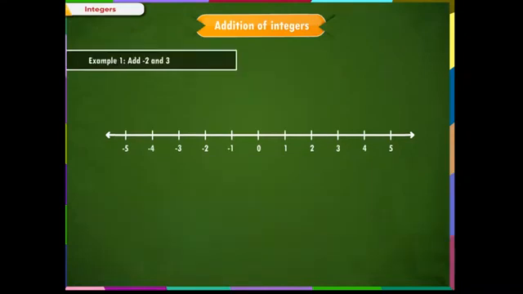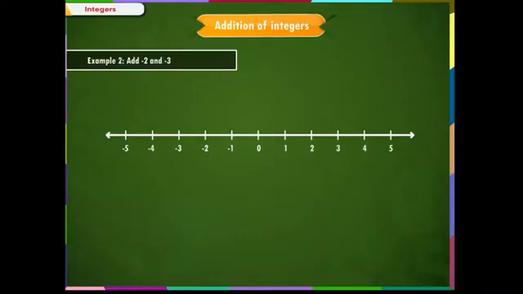Example 1. Add -2 and 3. We write this problem like this: -2 plus 3. We use a number line to solve this problem. Mark the first integer on the number line. Since we are adding a positive integer, that is +3, as per our rule, we start from our first integer, -2, and move 3 steps towards right. We reach at 1. Therefore, -2 plus 3 is equal to 1.